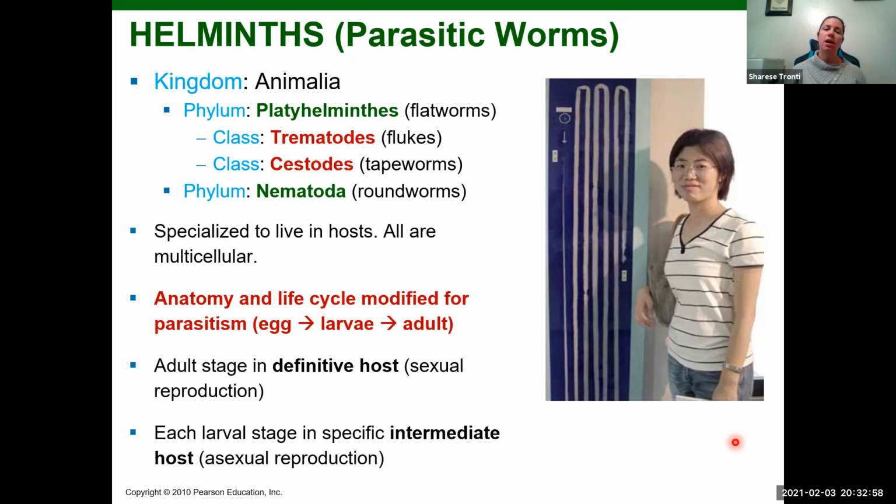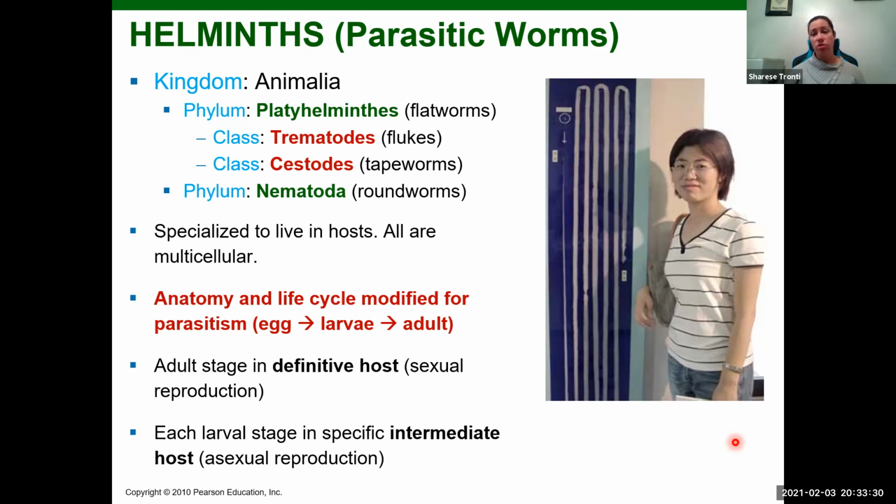There are two different types of platyhelminths that we're going to go over. Trematodes are commonly called flukes, and cestodes are commonly called tapeworms. Now, all helminths are very specialized to live inside the host, so they cannot survive outside of a host. We're going to see some of the unique physical characteristics of helminths that make them very good at being parasites. All helminths are multicellular.